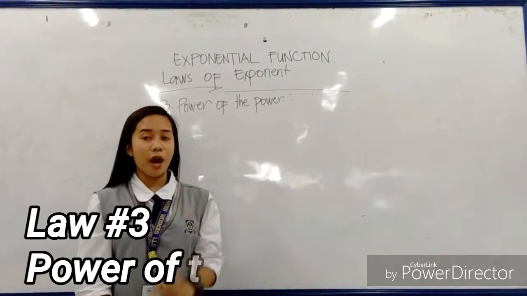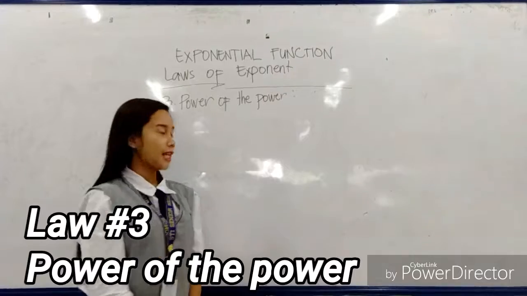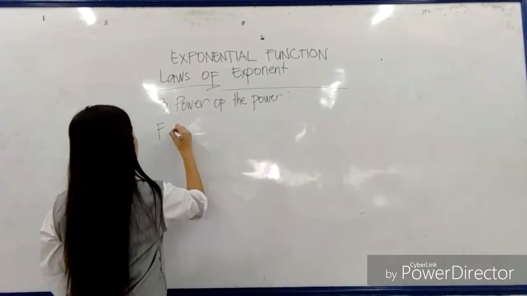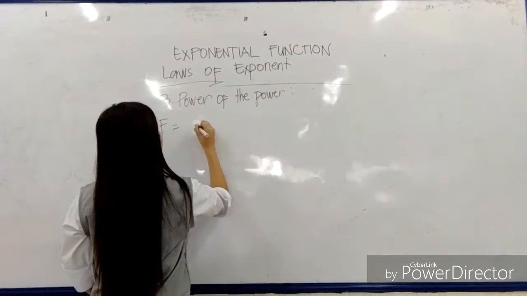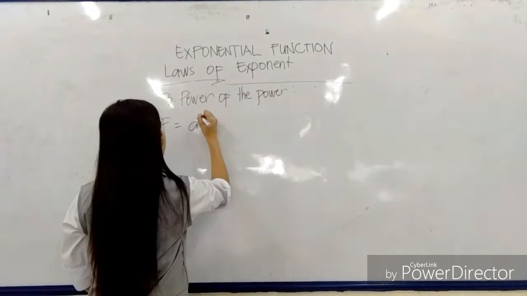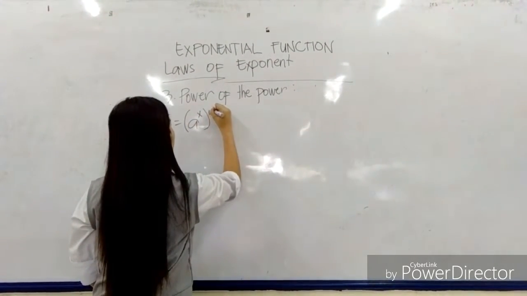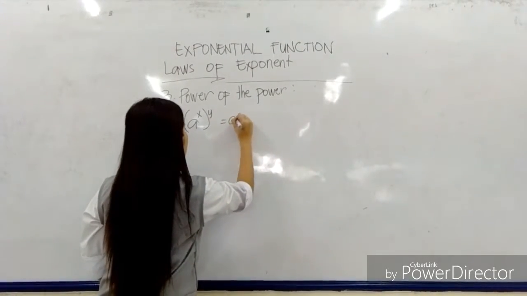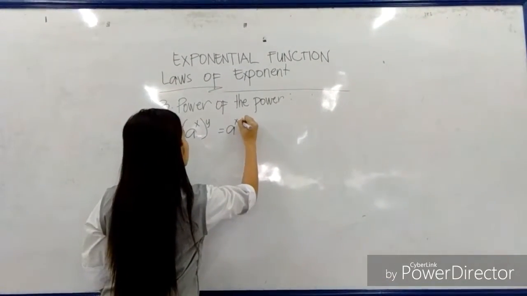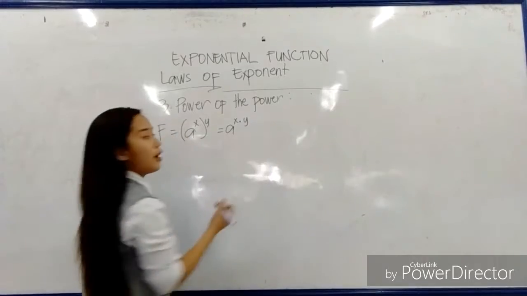Exponent number 3. Power of the power. The formula is a raised to the power of x, raised to the power of y, is equal to a raised to the power of x times y.